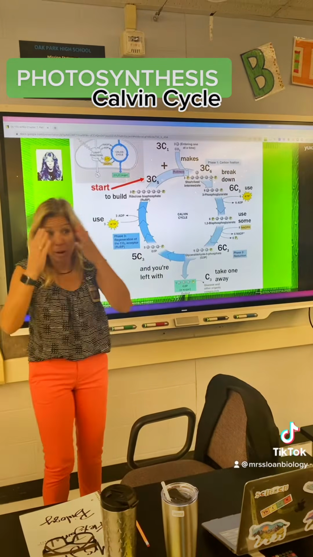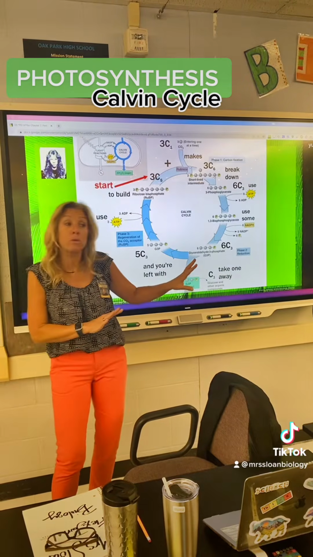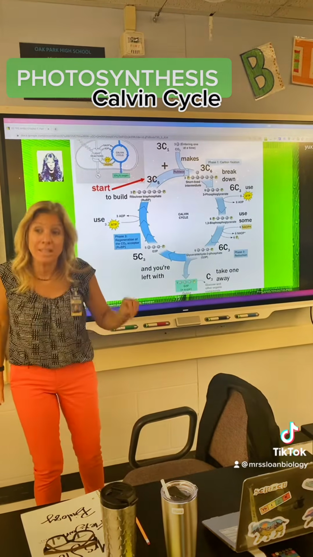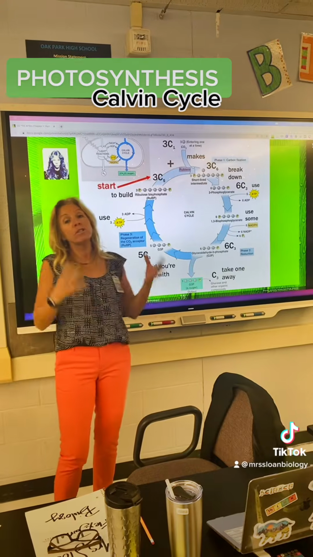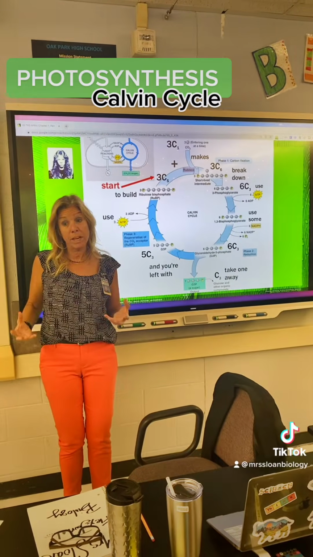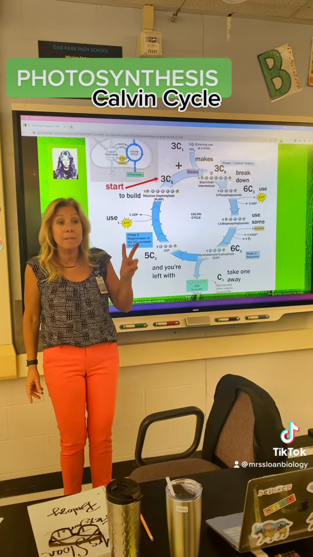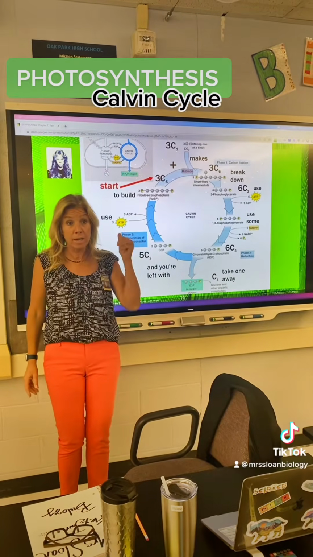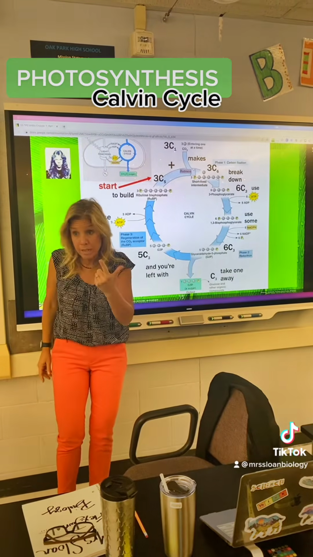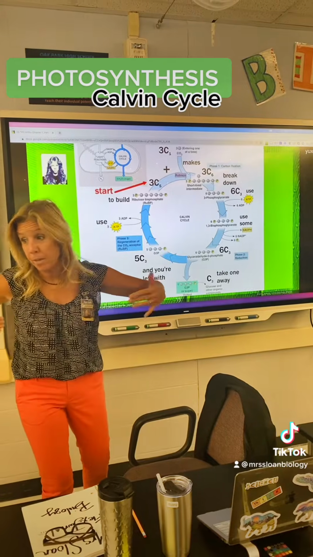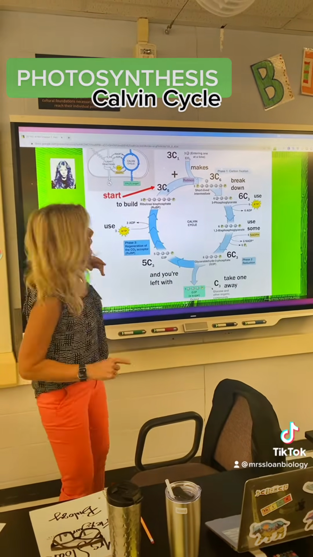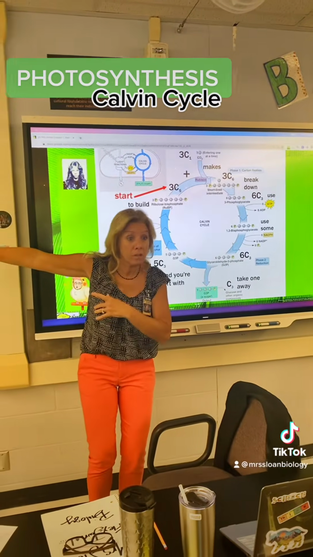What's another name for it? The dark reaction, that's an old school name, or the light independent reaction. It follows the light dependent reaction because what are two products of the light dependent reaction that we need for this? ATP and reduced NADP. And who's our new ingredient coming in? Carbon dioxide. And it would come in through the open stomata.